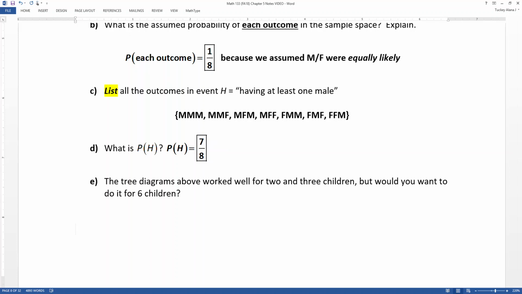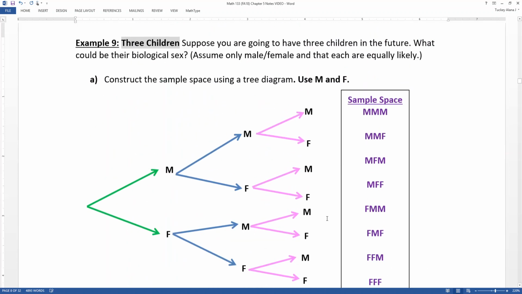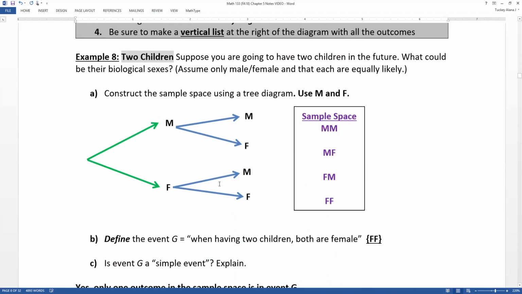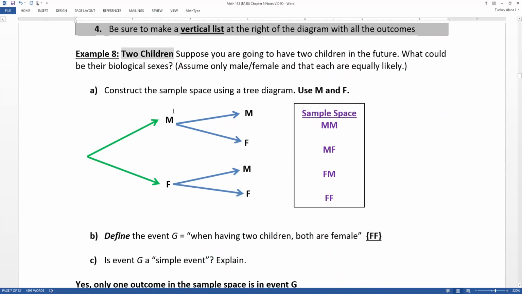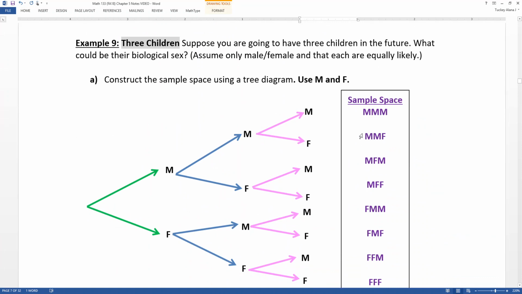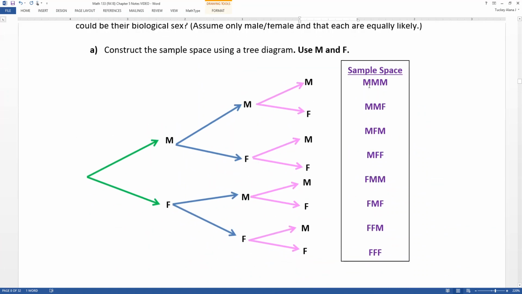If you had 6 kids, let me back up. For 2 kids, it was 2 branches times another 2, right? 2 times 2 got us 4 outcomes. First, think of it this way. The first child, there's 2 outcomes, M and F. Second child, there's 2 outcomes, M and F. 2 times 2 makes 4. For 3 kids, it was 2 times 2 times 2, which is how we got 8, right? There's 8 possible outcomes right here: 2 for the first, 2 for the second, and 2 for the third.